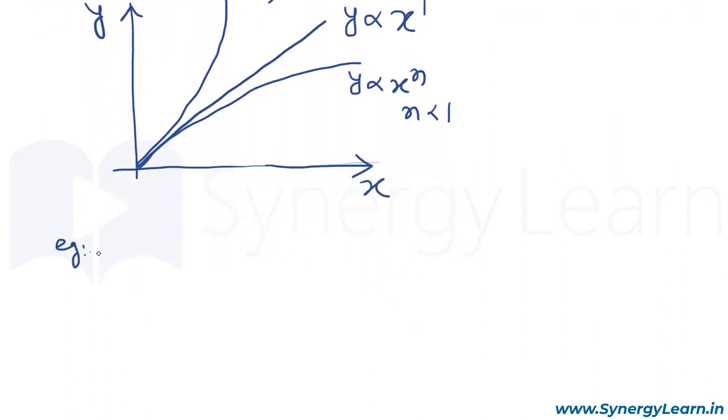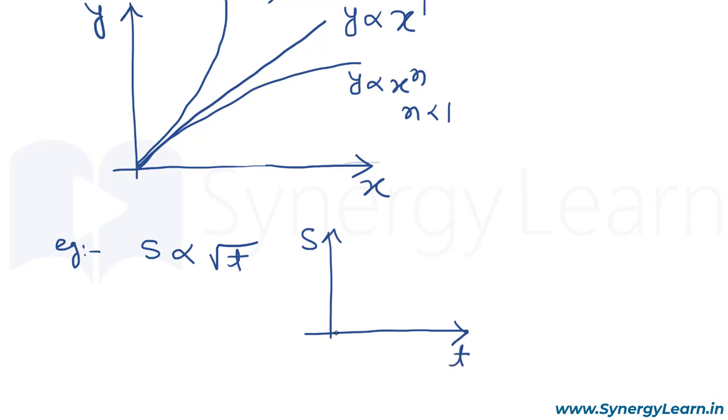Say for example, displacement of a particle moving in a straight line is proportional to root t. Then its graph, that is the displacement versus time graph, will be bent towards the time axis because the power of t is less than 1. So we can simply find these graphs. Here we are drawing graphs in the first quadrant, but graphs in physics may be in any of the 4 quadrants.